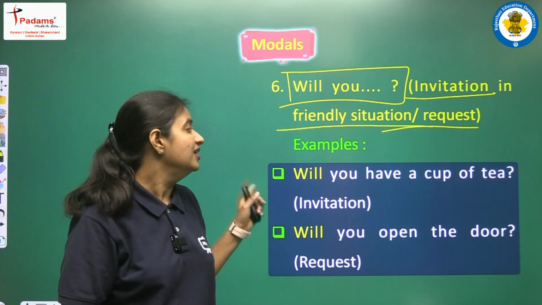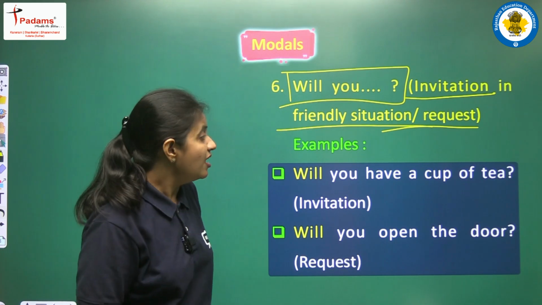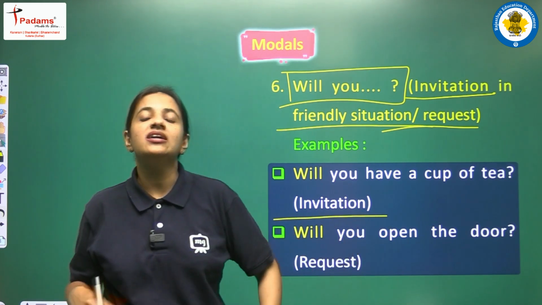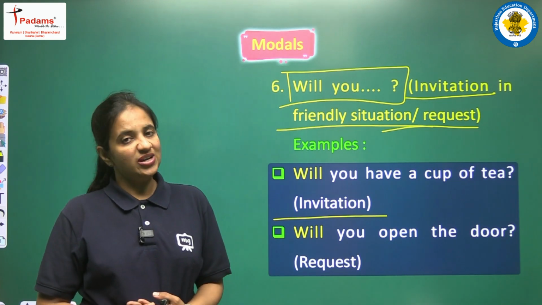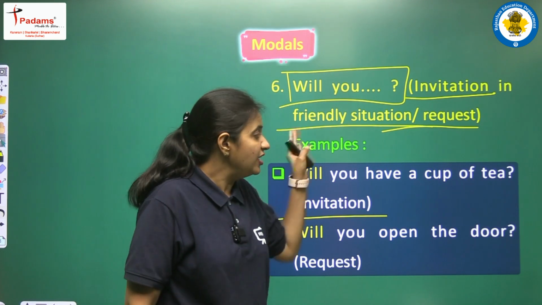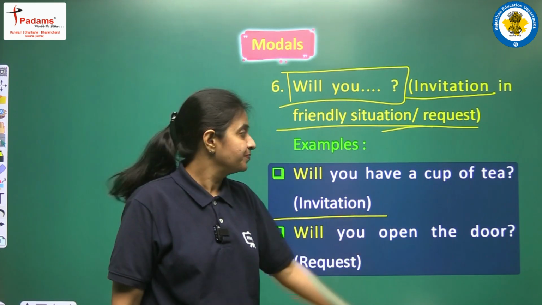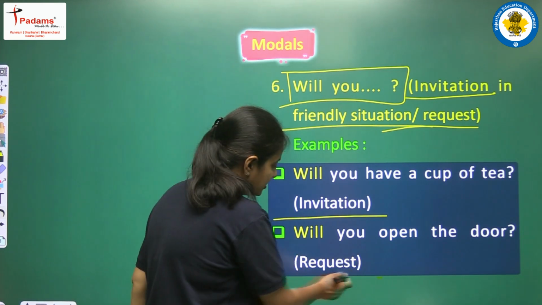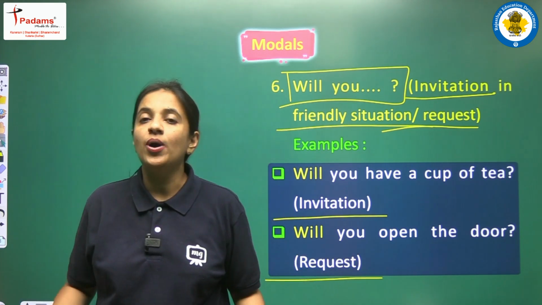Let's see the examples. The first example is, will you have a cup of tea? So here actually we are giving one kind of invitation and we are saying, will you have a cup of tea? Next we are having, will you open the door? So here in this sentence we are making one request.